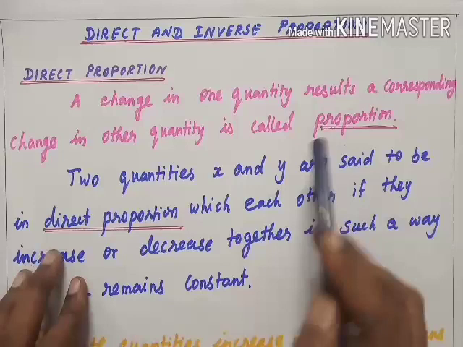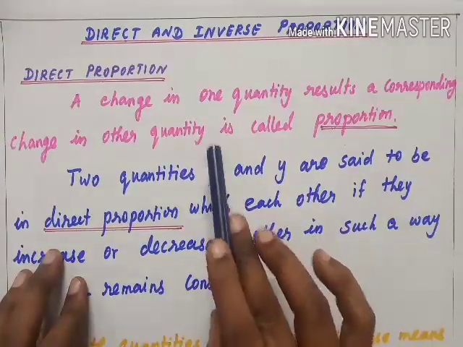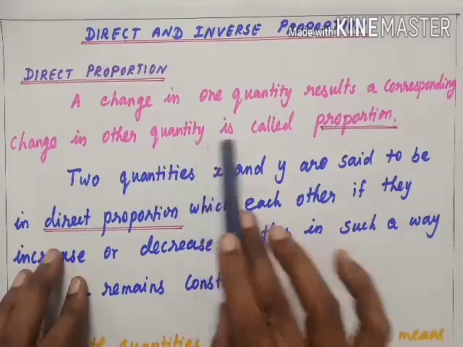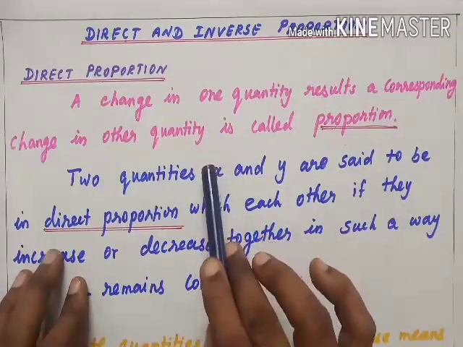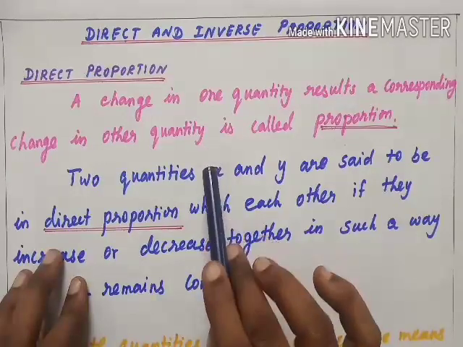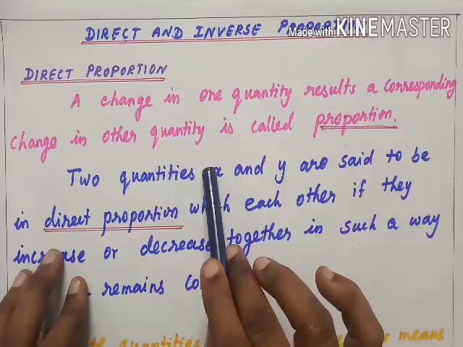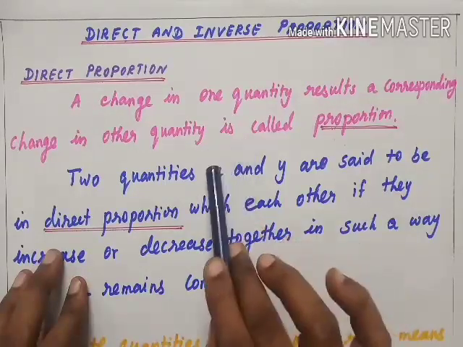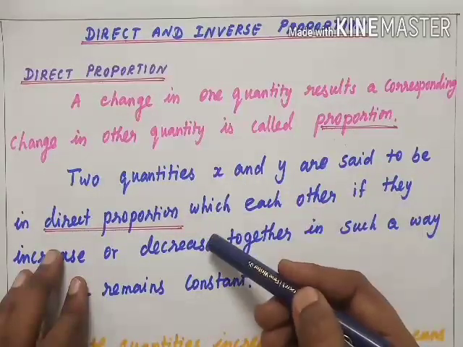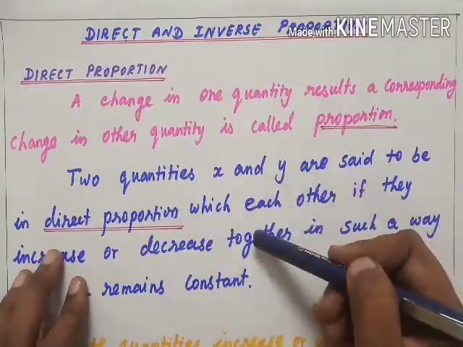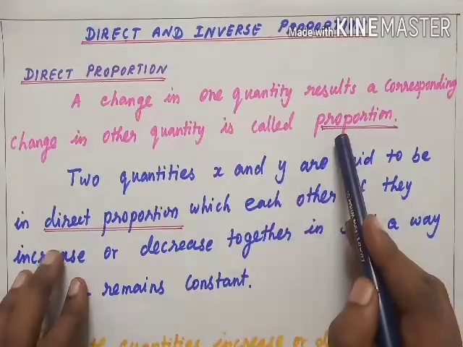For example, cost of a pen and number of pens. Suppose the cost of 3 pens is 30 rupees. Now we have to buy 10 pens, so the cost will increase. That is, 1 pen costs 10 rupees, 3 pens is 30 rupees, and now 10 pens cost 100 rupees. So as the number of pens increases, the cost also increases. These types of things are called proportion.